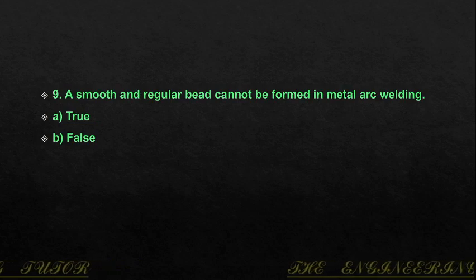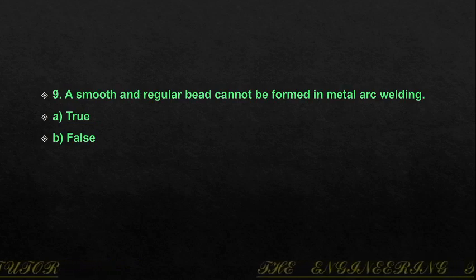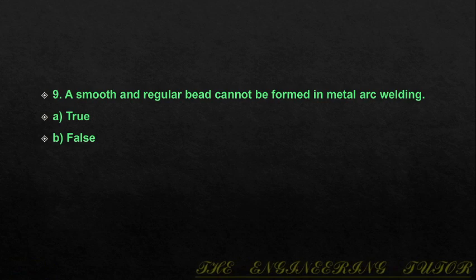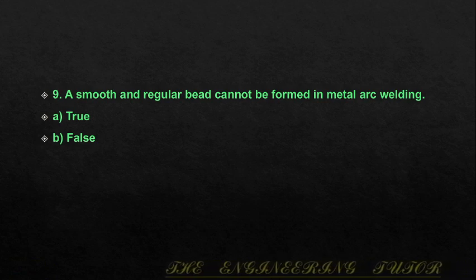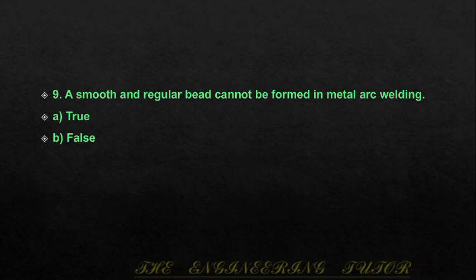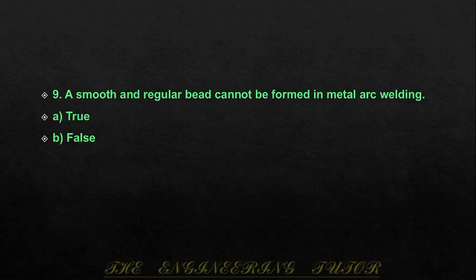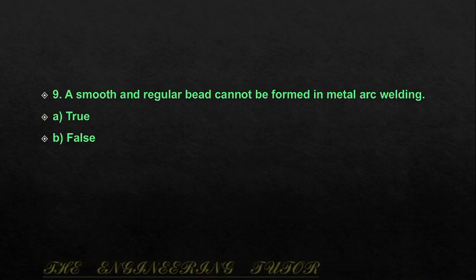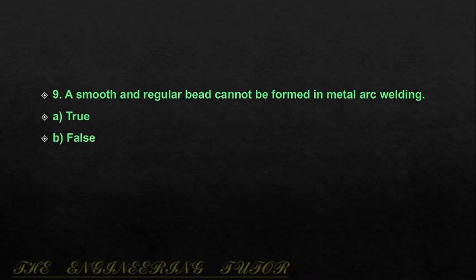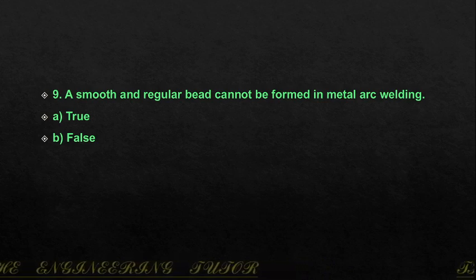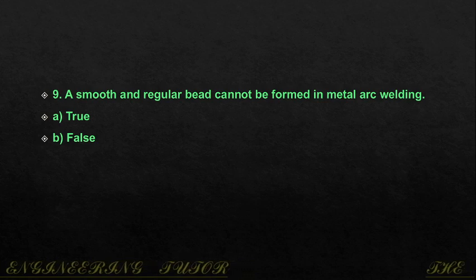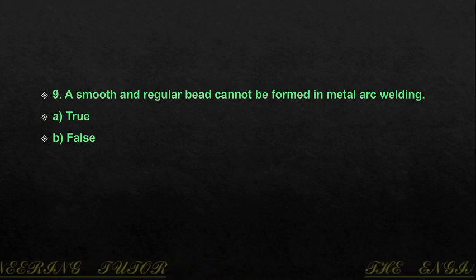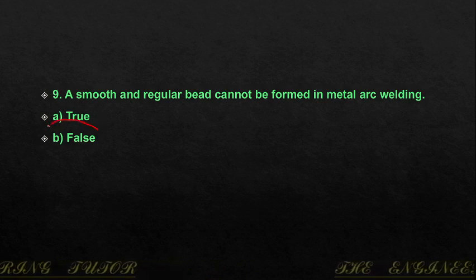A smooth and level bead cannot be formed in metal arc welding. Is the statement true or false? Before the welding starts, the machine has to be adjusted very correctly. The current to be supplied and the voltage to be applied should not be too low or high, and the welding speed should be normal. By doing this, regular and smooth beads are formed. So the statement that a smooth and regular bead cannot be formed in metal arc welding is false. We have to choose option B, false.